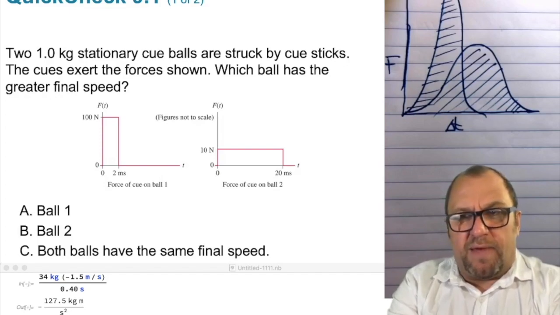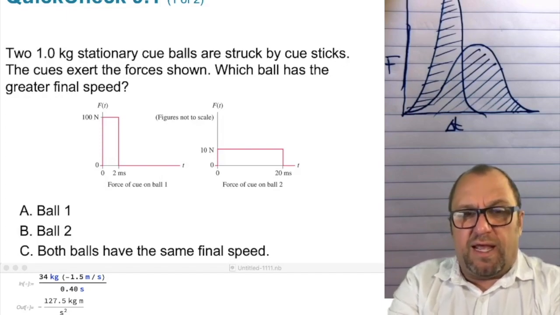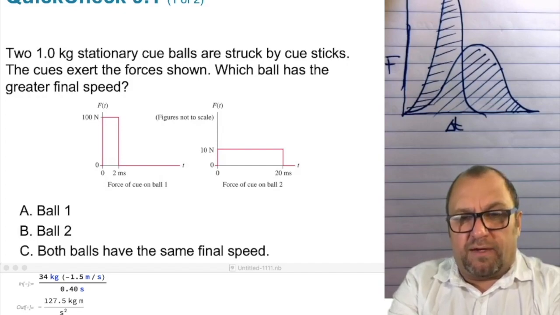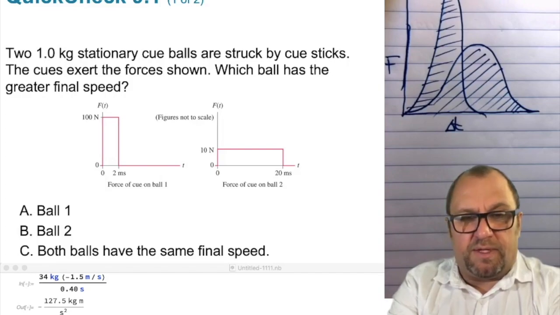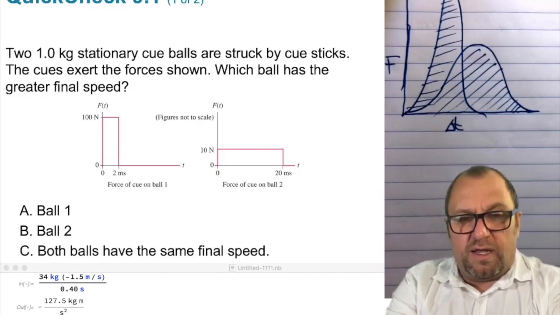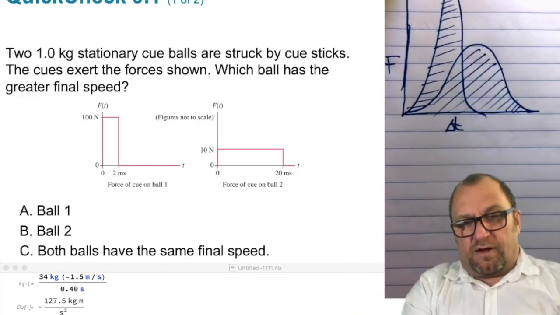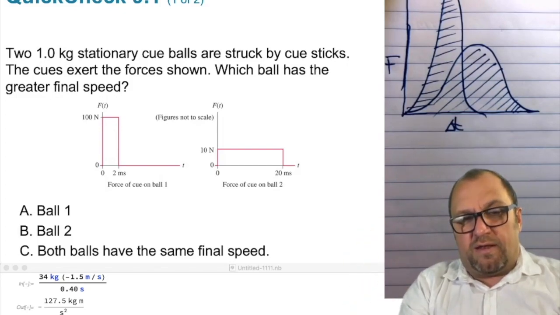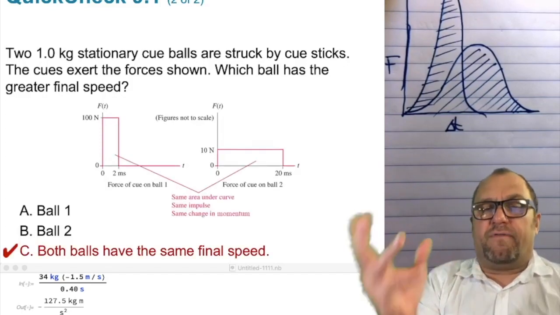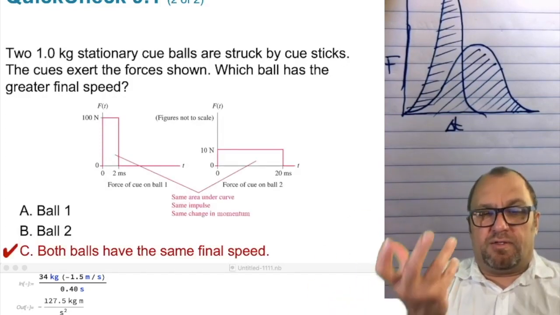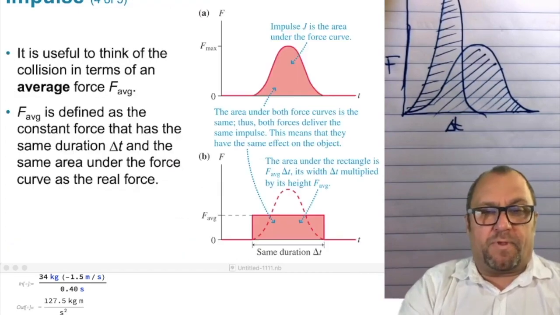So here I see the maximum force is 100 and its width is 2 microseconds. Here this is 20 microseconds and that one is going to be 10 newtons. So 10 times 20 is 200, and over here 100 times 2 is also 200. So if you determine that the area under the curve is the same, then the balls are also going to have the same final speed.